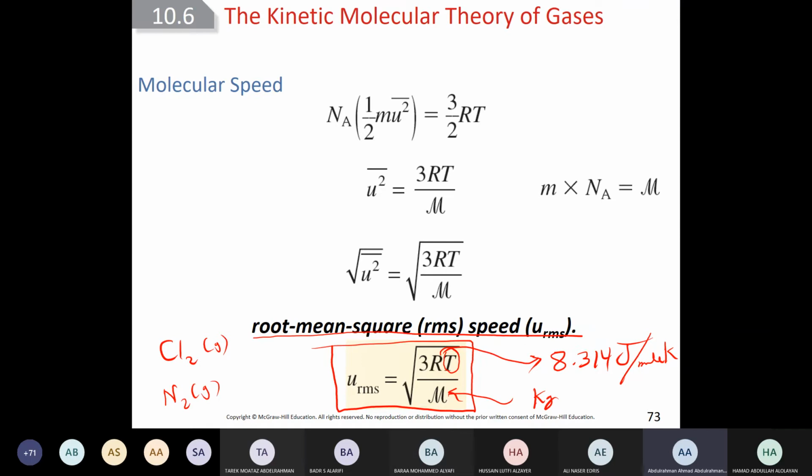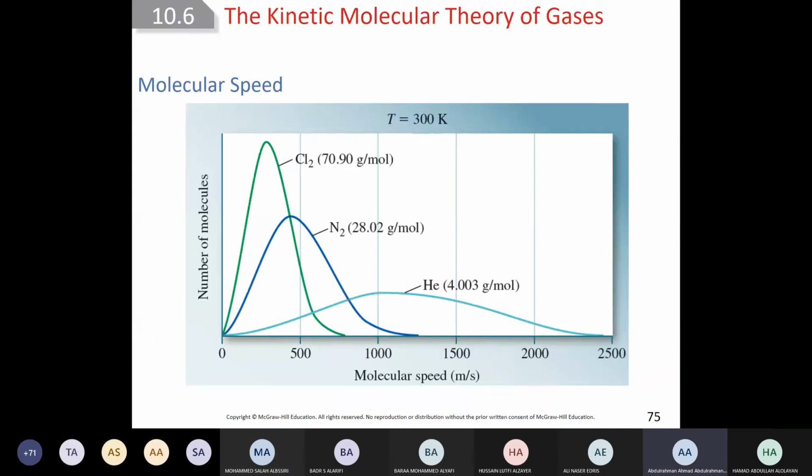N2. Why? Because it has less molar mass. Less molar mass, lighter. And that's exactly which of these gases is the fastest. Is it helium or nitrogen or chlorine? Helium. Helium is the most speedy because of this average.